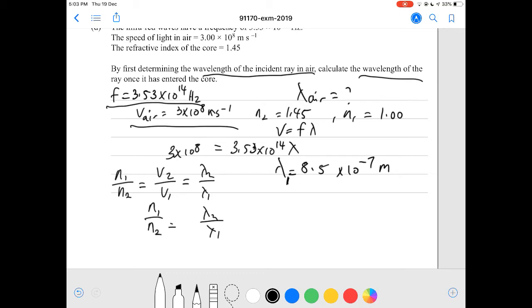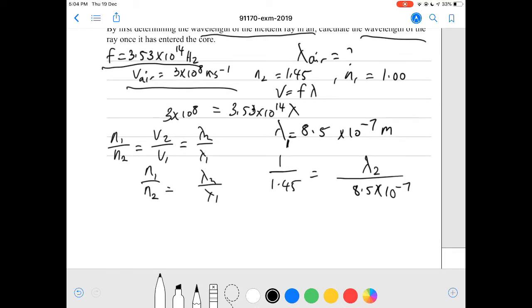So we can plug these numbers in. We can say 1 over 1.45 is equal to 8.5 times 10 to the power negative 7 over our lambda, sorry, wrong way around actually. We have our 8.5 times 10 to the power of negative 7 at the bottom and our lambda 2 we're trying to find at the top. So once again, we're going to use cross multiplication. So 1.45 lambda 2 is equal to 8.5 times 10 to the power negative 7.